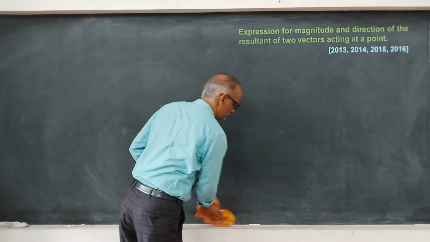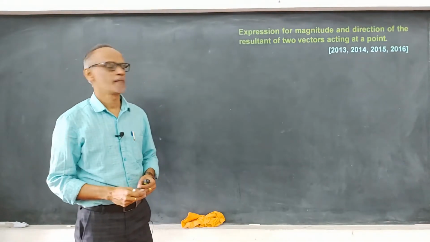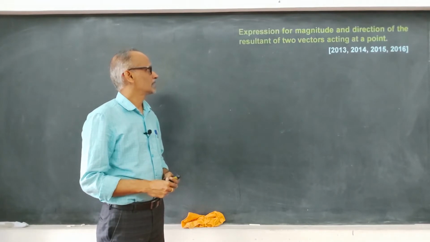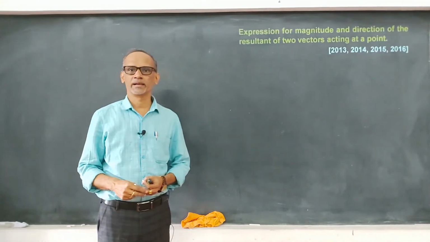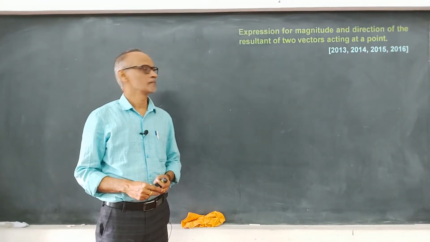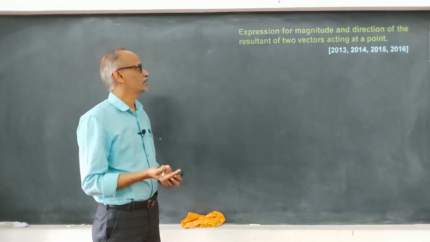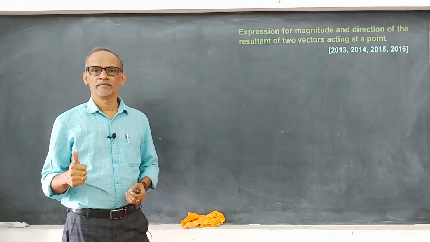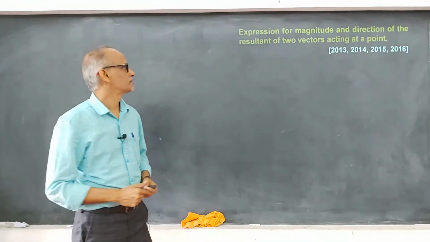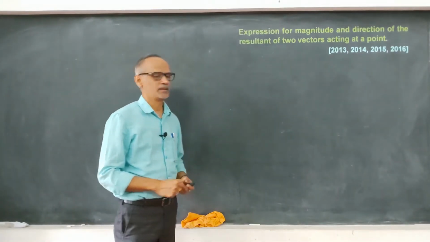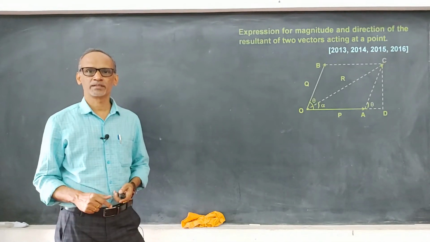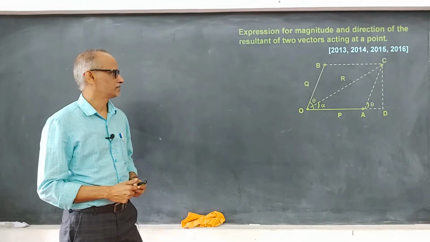And look at the question. The question is: expression for magnitude and direction of the resultant of two vectors acting at a point. So we have to find the magnitude, and we have to find the direction as well, of two vectors acting at a point. Okay, so let us take a diagram straight away. I am going to explain in detail.